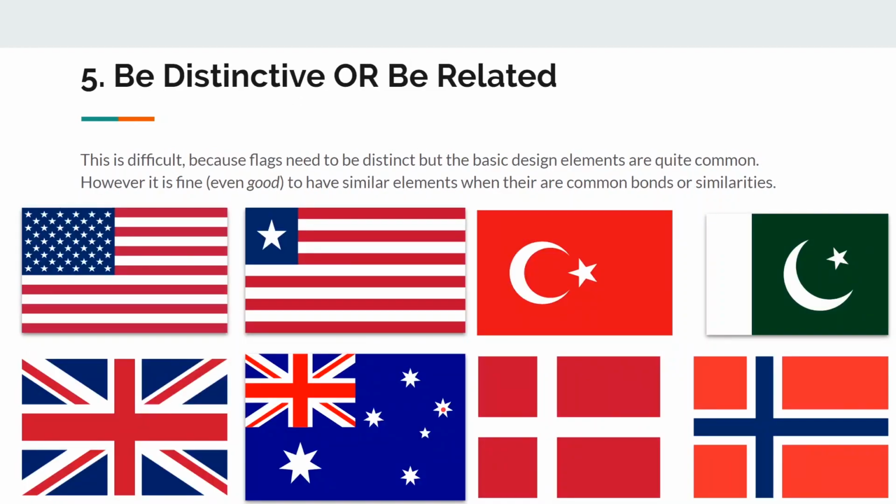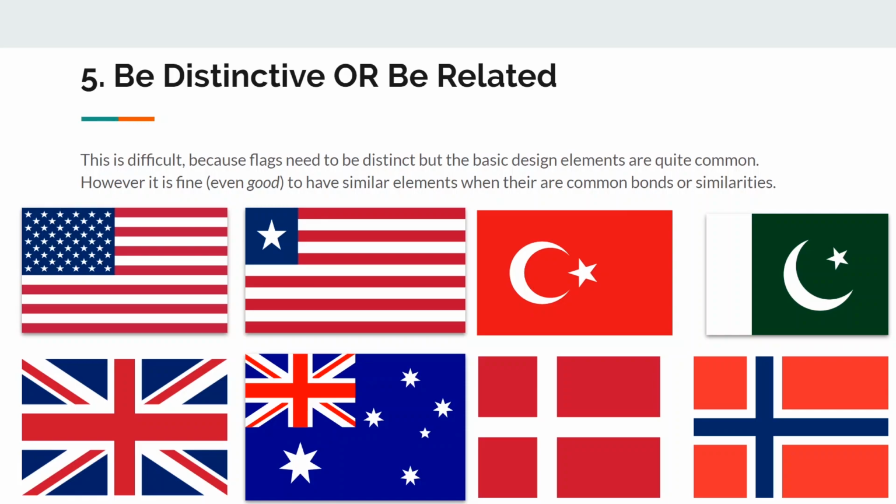And rule 5, be distinctive or be related. This has to do with culture and history and politics. This is difficult because humans love stars and moons and sun and things like that. So flags and symbols are often similar.